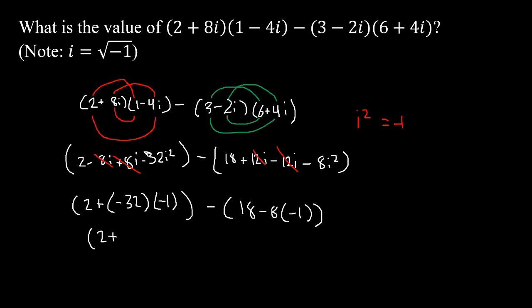So -1 times -32 is going to be 34, or sorry, not 34. It's going to be positive 32, and you're going to add 2 to that. And you're going to subtract 18 plus 8. It's important to have the parentheses here, because if you don't, you might screw up the order of operations, and that's what I did. So just be careful. You're going to get 34 minus 26, which equals 8. So this is the correct answer.